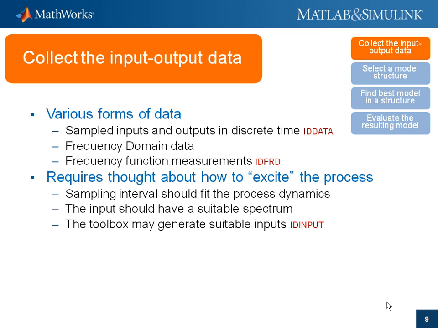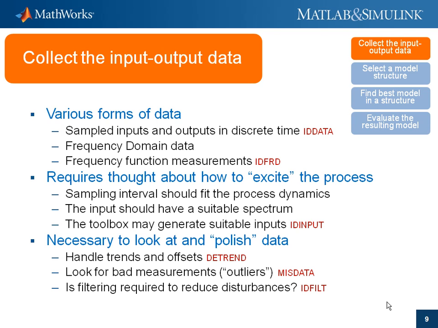Designing experiments that produce input and output measurements that carry suitable information about the system requires some thought and also insight about the character of the system. It involves questions like what sampling rates we should use, what frequency contents is suitable for input, etc. When the data has been collected, it is necessary to have a critical look at it and also possibly polish it. It can mean things like removing offsets and trends, looking for missing data and outliers, pre-filtering to remove bad disturbances, and more.